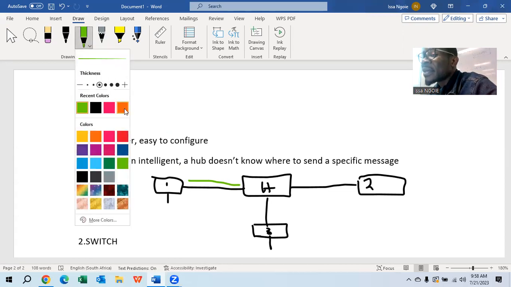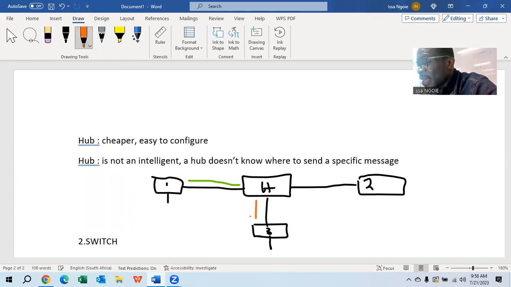What will this hub do? It will send the message here and there. Everybody will have a look at that message. So PC3 will say, okay, this is the message, but this message is not for me. Let me discard it. Let me delete it. But at least PC3 saw it, right? You have to remember that everybody in that network will see the message, but they are going to discard it. They are going to delete it because it's not directed to them.